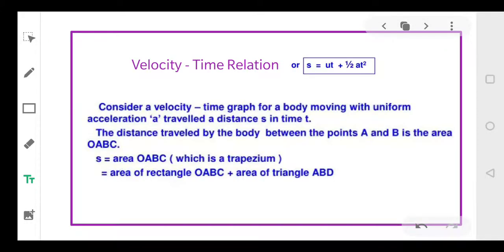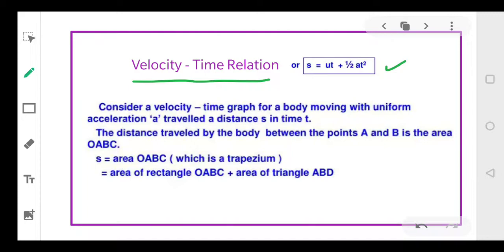Now let's start with the first equation. The first equation is called the velocity-time relation. Okay, dear students, the second one we can say is S is equal to ut plus half at square. Okay, everyone? Right? So S is equal to ut plus half at square.